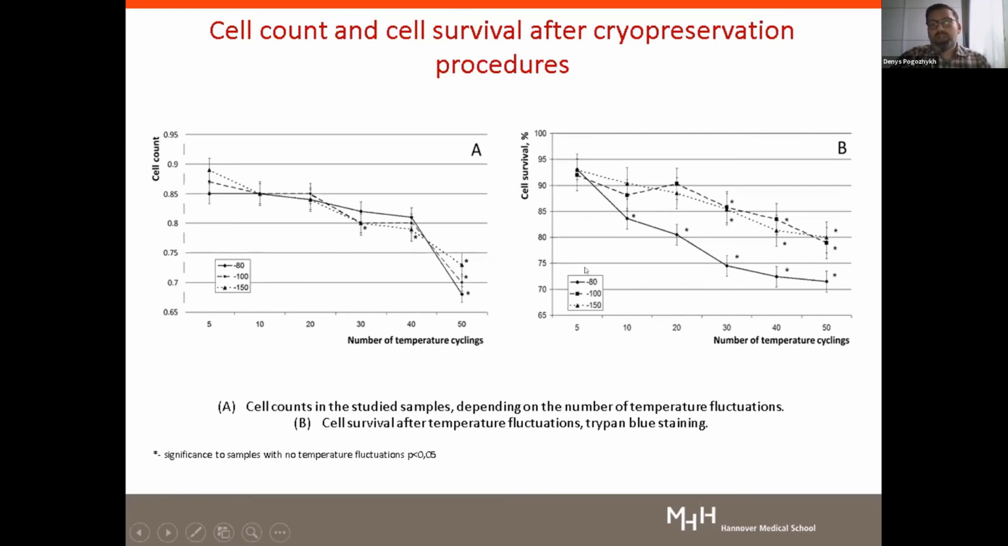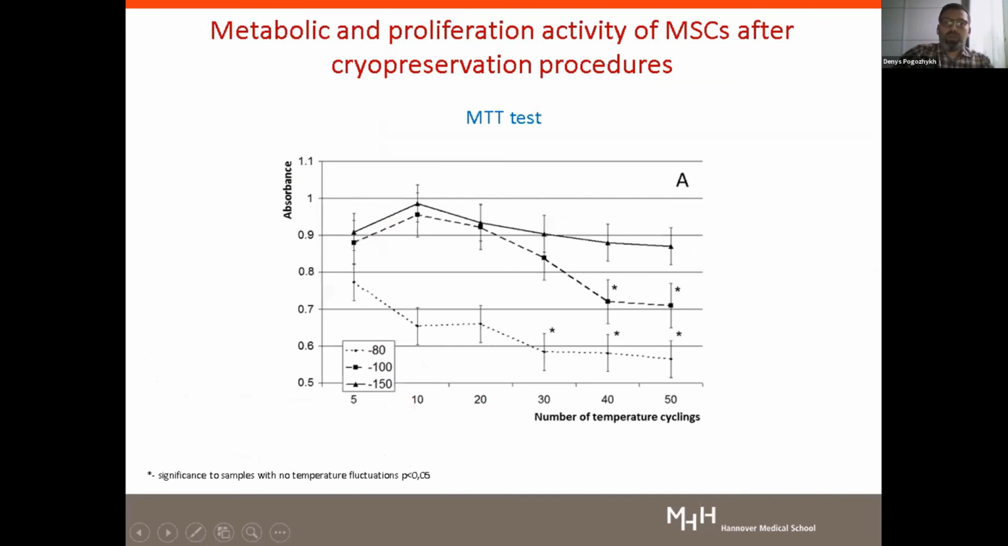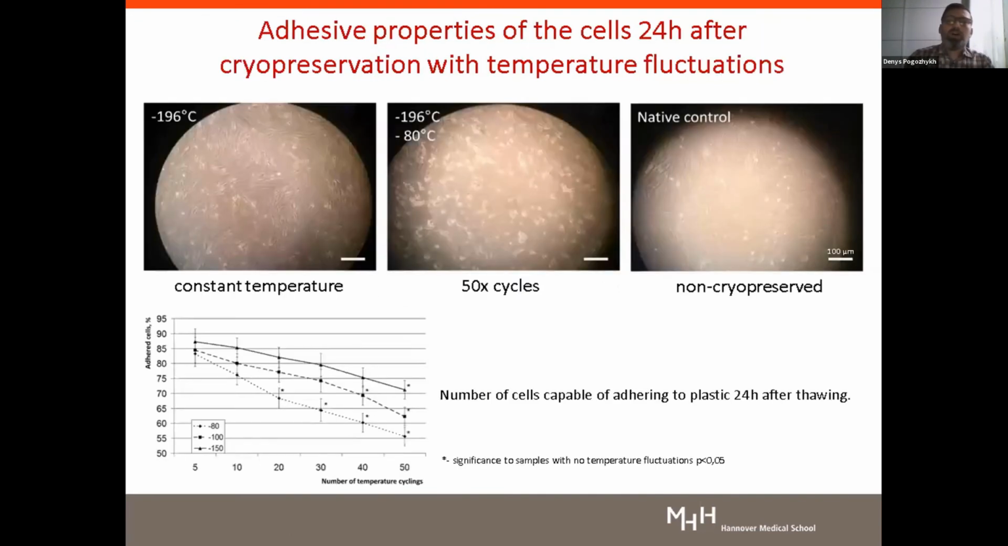So if we take those cells to -80 and freeze them back to liquid nitrogen, already you can see significant impact on the cell survival. And of course, a very important functional test for mesenchymal stem cells is their capability to adhere to plastic, and we did adhesive properties. This is what Glyn has mentioned, that it's important to test them after 24 hours, for example, then you already have a real idea what's going on. And so we saw the compromise of adherence depends both on the range of cycles as well as on the number of cycles itself.